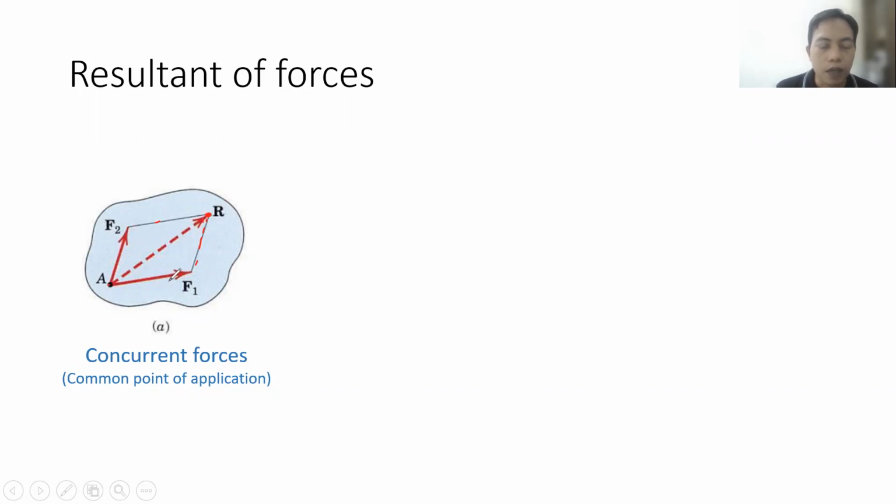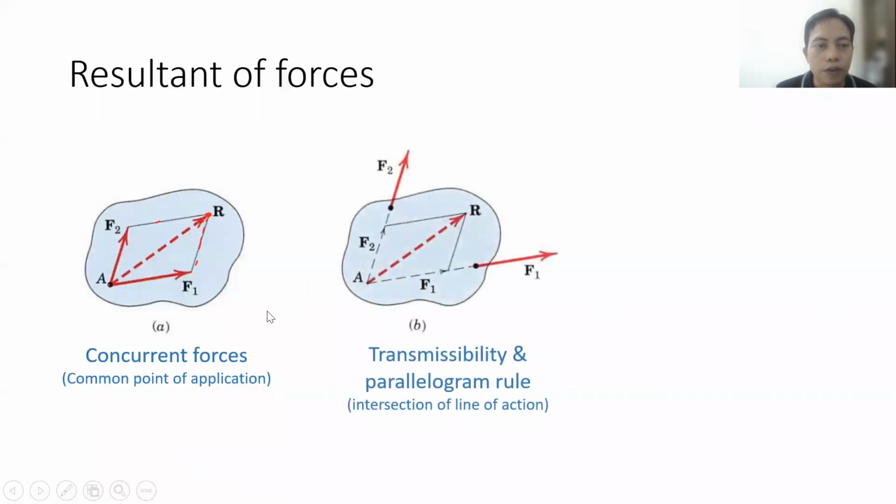And we have to remember that the resultant of force should be applied from the same point of application of F1 and F2. Then what if we have F1 and F2 working at different points of application? For example, here we have F1, this is the point of application of F1. And here we have the point of application of F2. Then how can we get the resultant of these two forces?